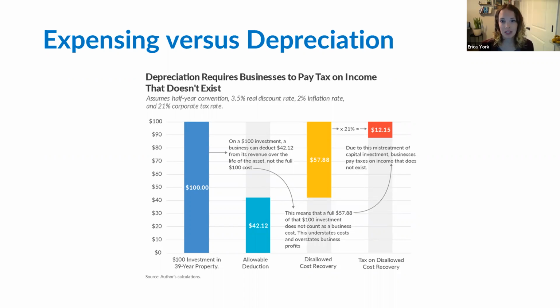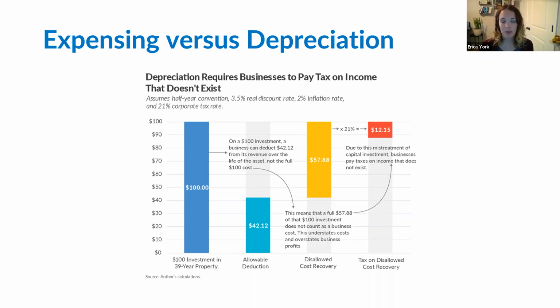And that's because the big difference between expensing and depreciation is how they approach opportunity cost and the time value of money. So depreciation has this view that $1 today and $1 10 years from now are worth the same. But we know that's not the case, both because of inflation and the time value of money.